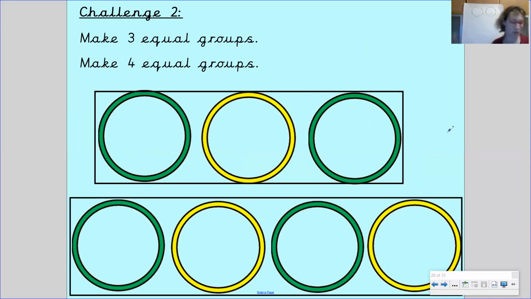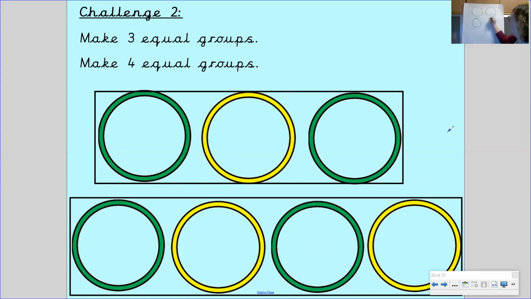Challenge 2, you've got 2 to do. So instead of having 2 circles, I want you to start with 3 circles, but they've got to be equal groups. So whatever you put in here, you have to put the same in there and the same in there so that they are equal groups. So make 3 equal groups and take a photograph of it.